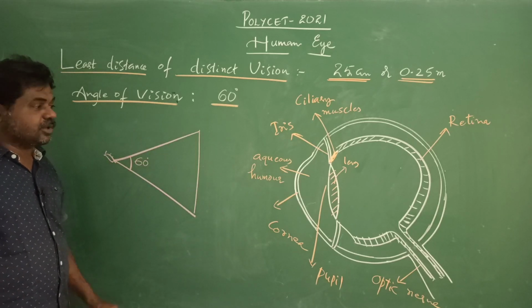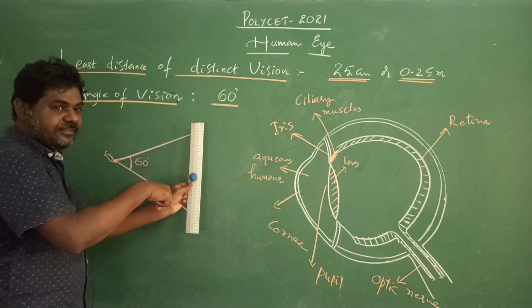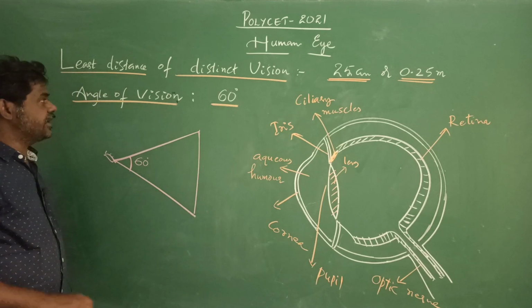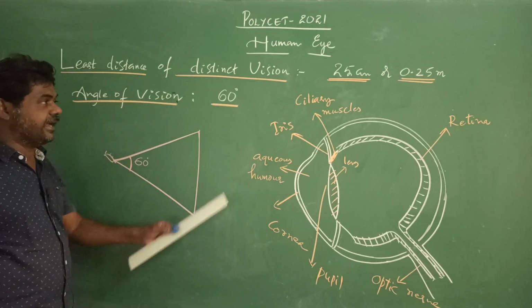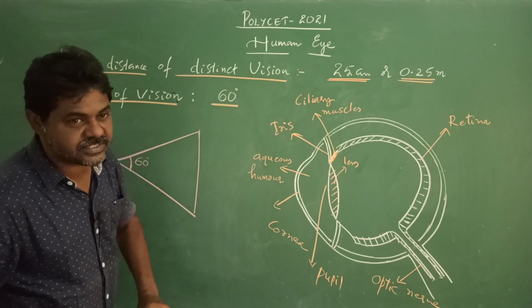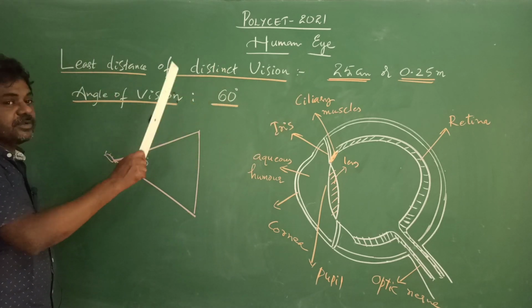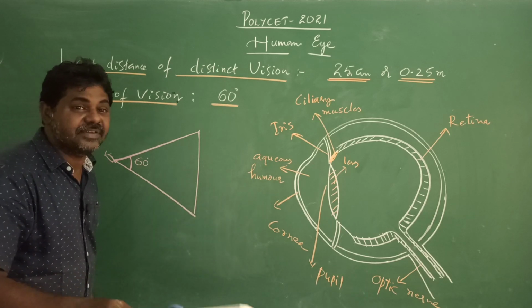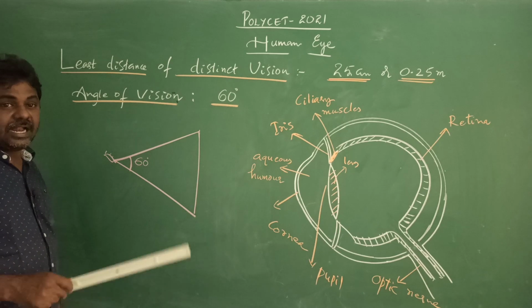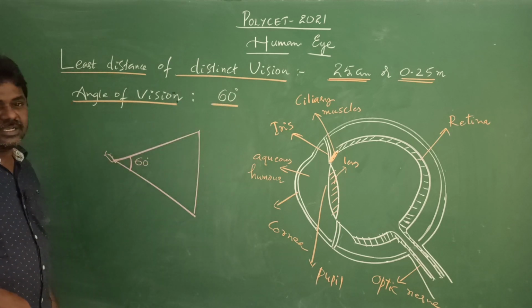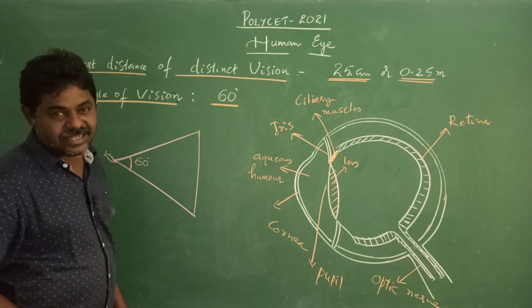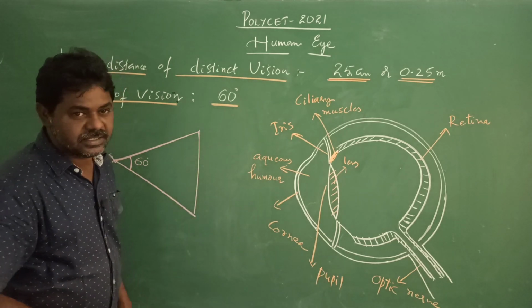Is it right? So this is the maximum angle at which you can see the full length of the body, known as angle of vision. So angle of vision is 60 degrees and least distance of distinct vision is 25 centimeters, and both are going to change with age and from person to person. Because of that reason only, some persons are going to have defects in their eyes. Anyhow, we are going to learn those topics.